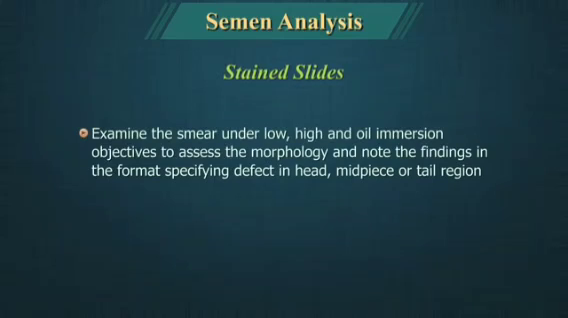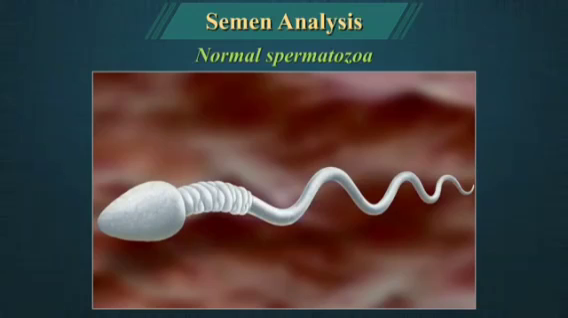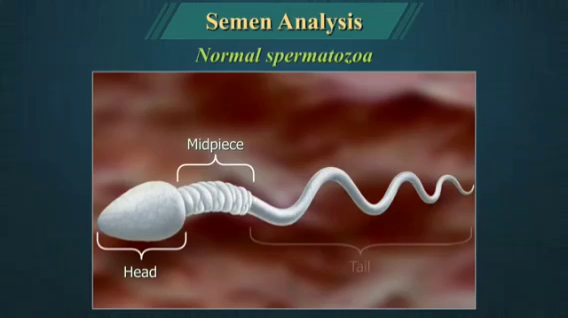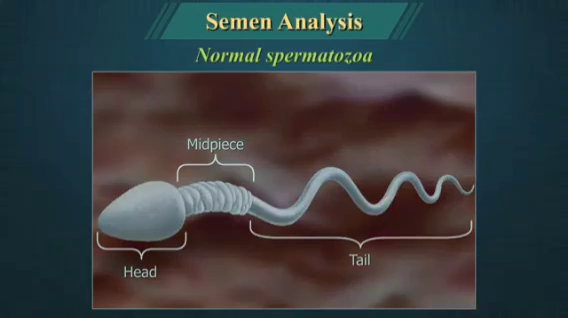in a format specifying defect in head, midpiece or tail region. A normal spermatozoa consists of a head, midpiece and a tail. For spermatozoa to be considered normal, all parts must be normal. All borderline forms should be considered abnormal.